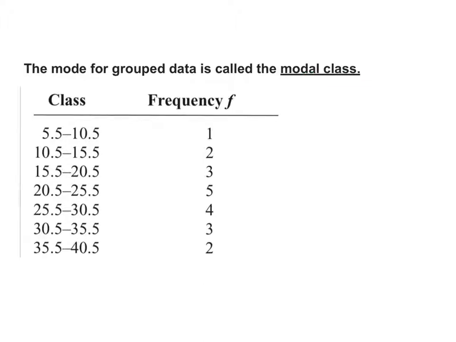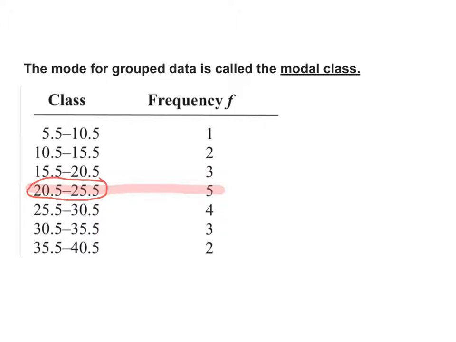So this data is the same data as what we had on the previous screen. Okay? Same data. Which class appears the most? Has the highest frequency? 20 to 25. So our modal class is 20.5 to 25.5.